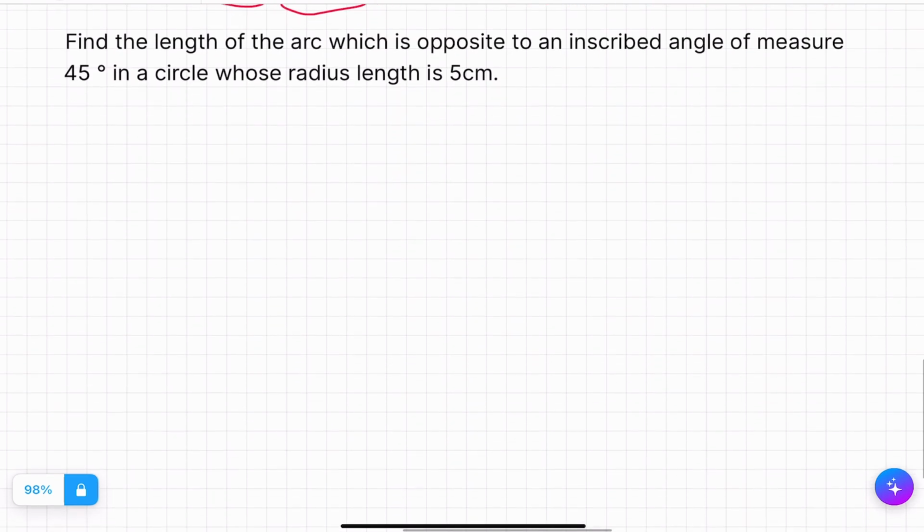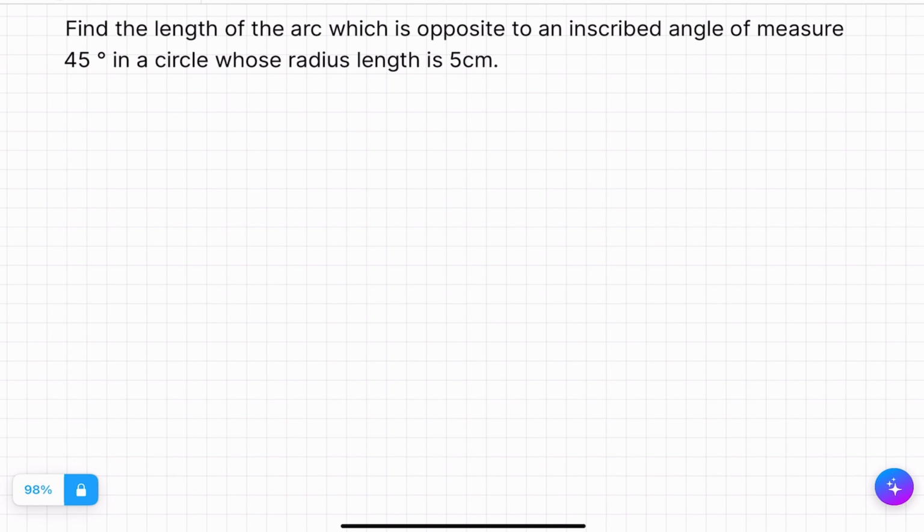Let's try another problem. Find the length of the arc, which is opposite to an inscribed angle measure of 45 degrees in a circle whose radius length is 5 centimeters. Again, we're working with degrees, so we're going to rewrite our equation. Theta over 360 degrees times 2 pi times our radius is equal to the arc length, which is exactly what we need.